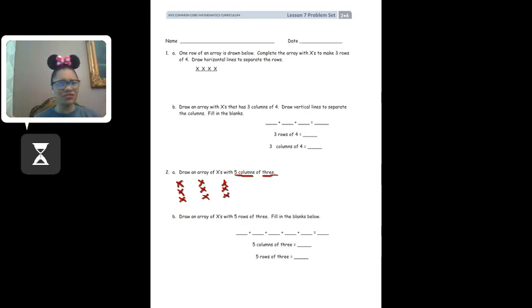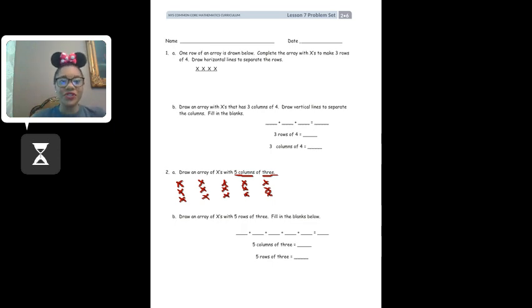But is that right? No, how many columns do we need? That's right, we need 5. So let's draw 2 more columns. So now we have 1, 2, 3. So that's 4 columns. But I know we need 5. So let me do one more. 1, 2, 3. All right, so now we have 1, 2, 3, 4, 5 columns. How many X's are in each column? That's right, there's 3 X's in each column. So now we have 5 columns of 3.